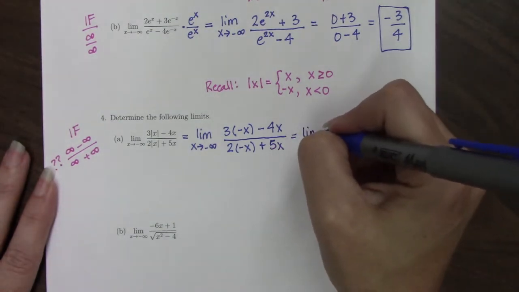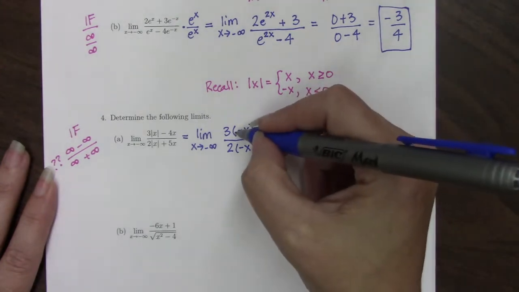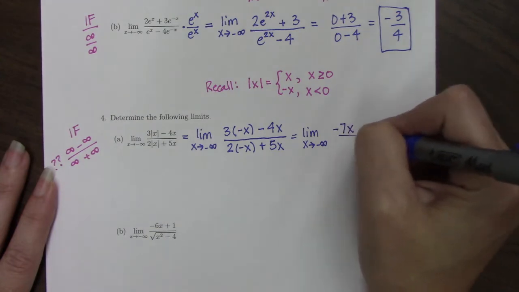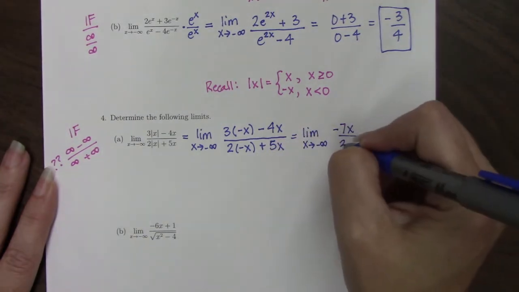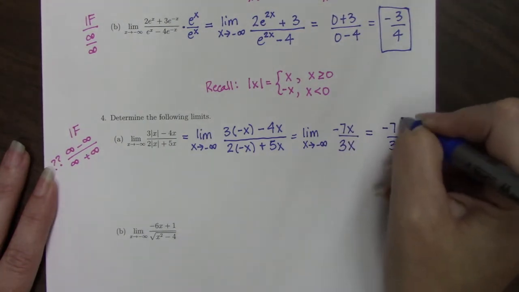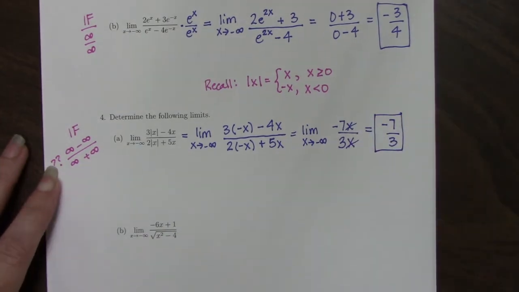Now I can actually simplify this, and negative 3x minus 4x is negative 7x, and in the denominator I get negative 2x plus 5x, which is 3x, and the limit of this is negative 7/3 because my x's will cancel.